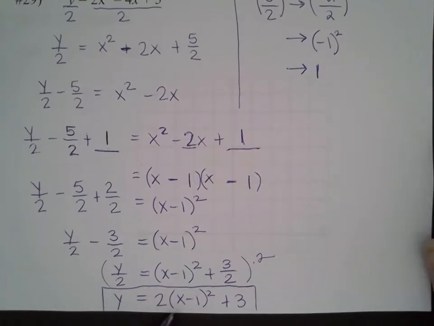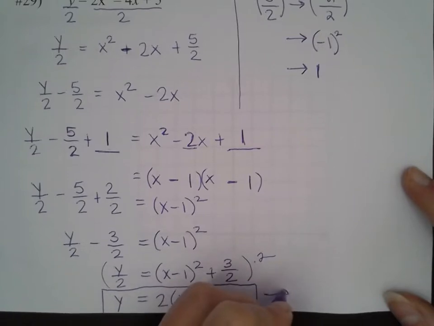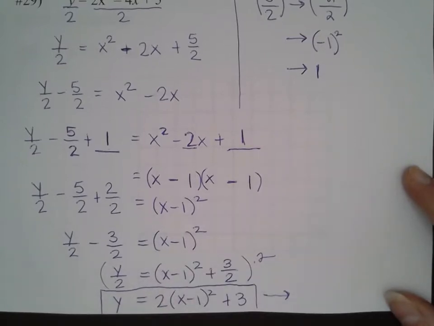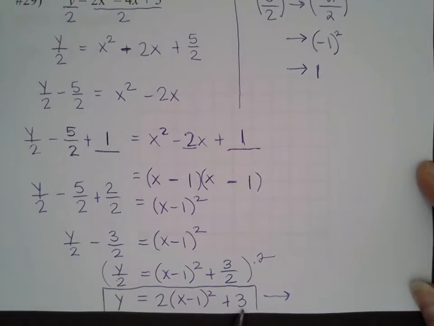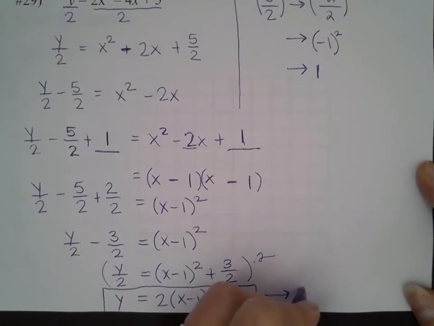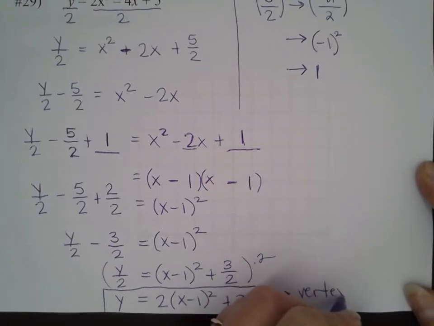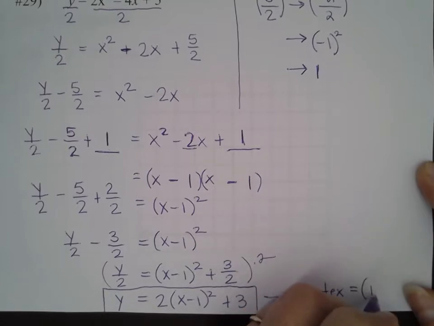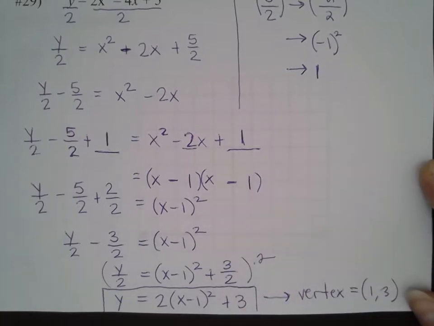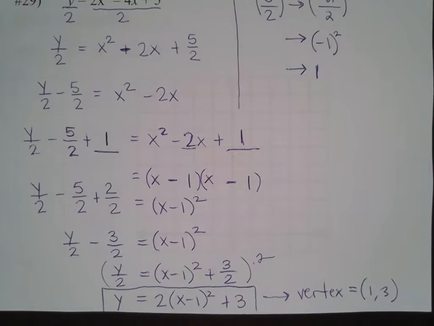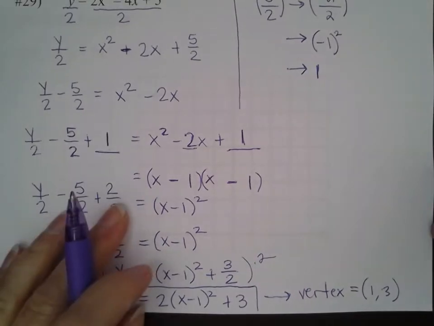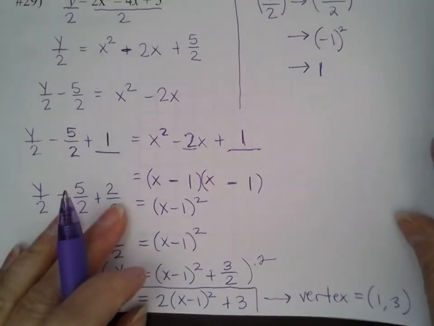So from here, we could find the vertex, right? We could use the shifting in the h and the k. This one shifted to the right by 1 and up by 3. So h here would be 1, k here would be 3. So my vertex is the point 1, 3. All right, so that's the completing the square method.